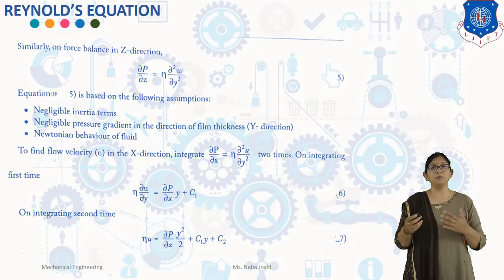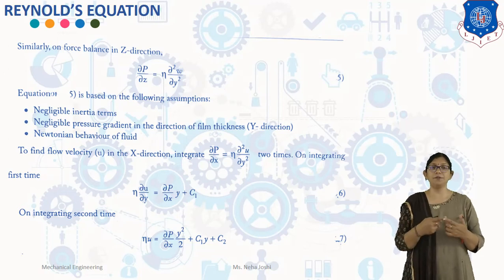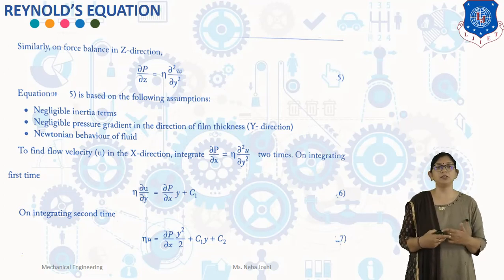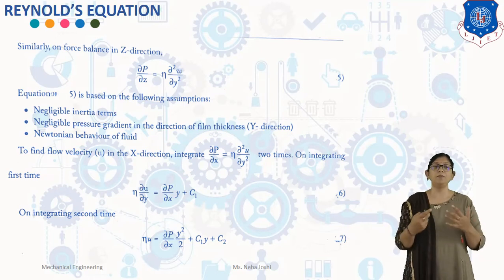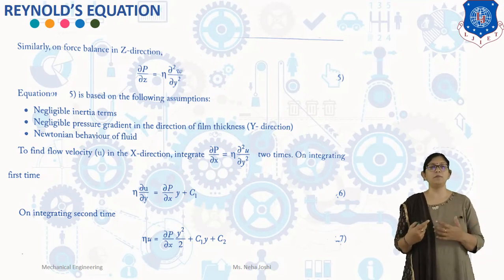Equation 5 is based on different assumptions. The first assumption is negligible inertia terms. The second assumption is negligible pressure gradient in the direction of film thickness, which is the y direction. And the behavior of the fluid is Newtonian.